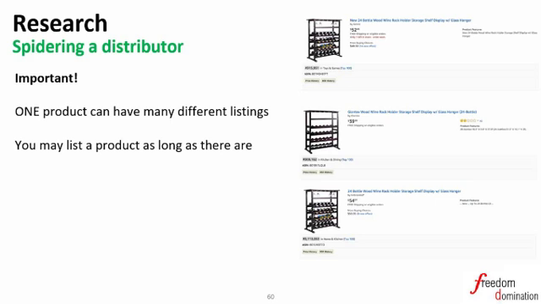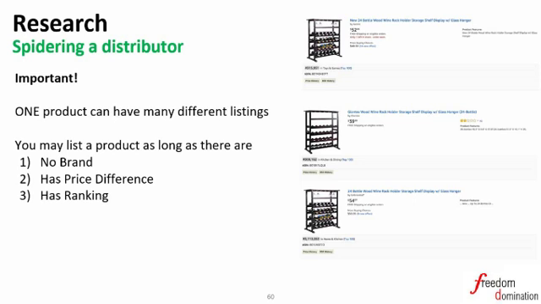It is important to note that one product can have many different listings. You may list a product as long as there is no brand, has price difference, and has ranking.